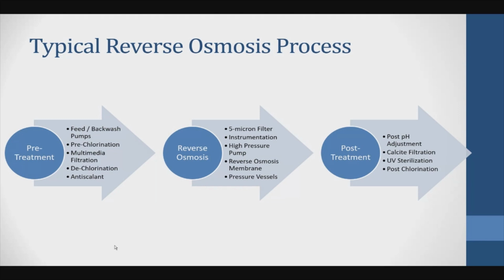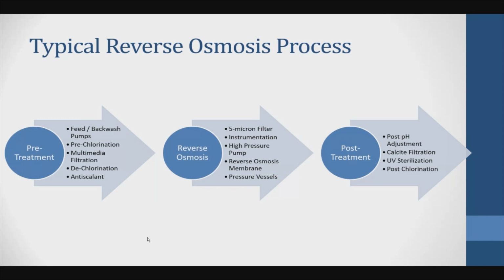After the 5-micron filter, we have the high pressure pump, which is responsible for creating the osmotic pressure. That means the higher the TDS, the higher the pressure you need to pass the water through the reverse osmosis membranes. Now, the reverse osmosis membranes are installed inside something called pressure vessels.